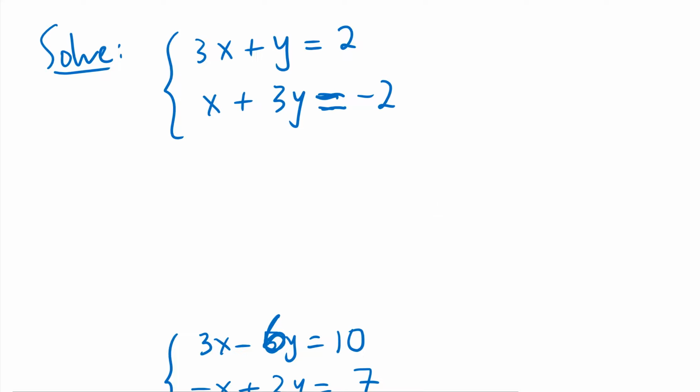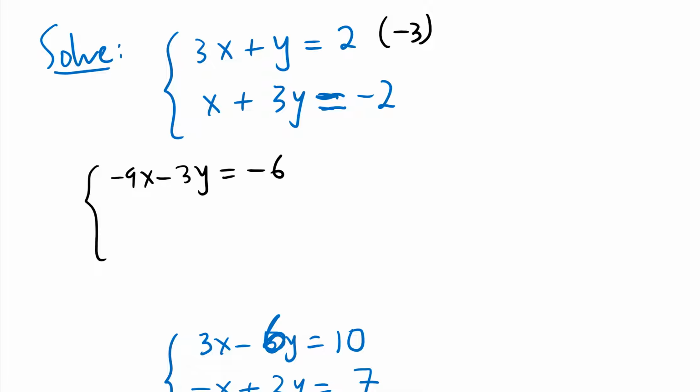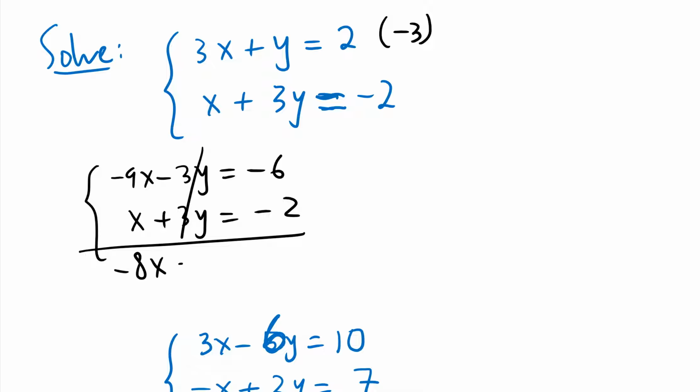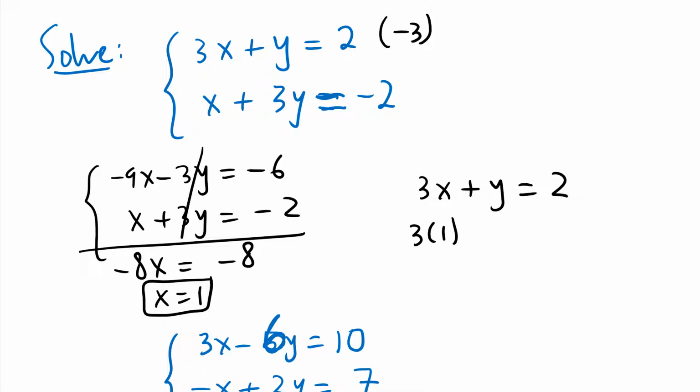We can do elimination. Let's say I want to eliminate the y's. I multiply by negative 3 here. That gives me negative 9x minus 3y is negative 6. Keep the second equation the same. These cancel, so you get negative 8x is negative 8. x is 1. And then you can use the first equation. Substitute x equals 1: 3 plus y is 2, y is negative 1.